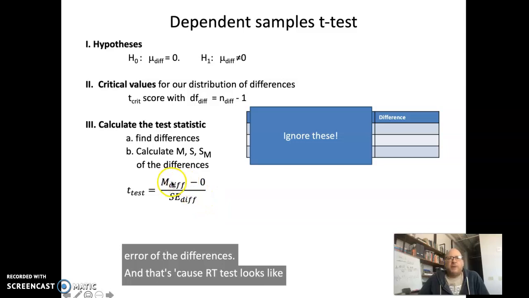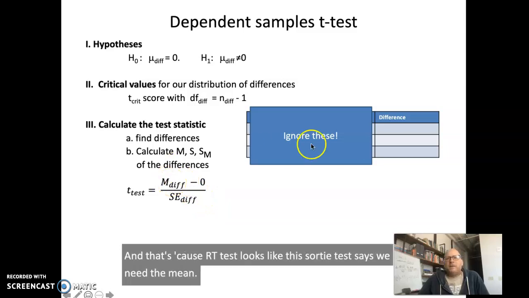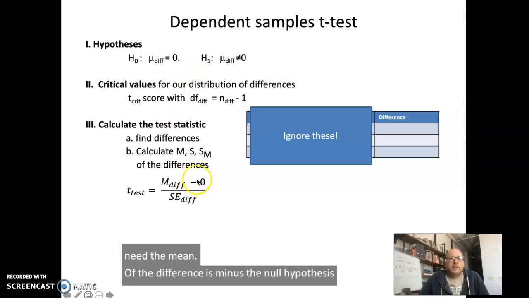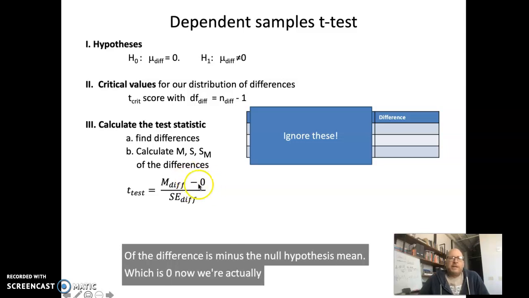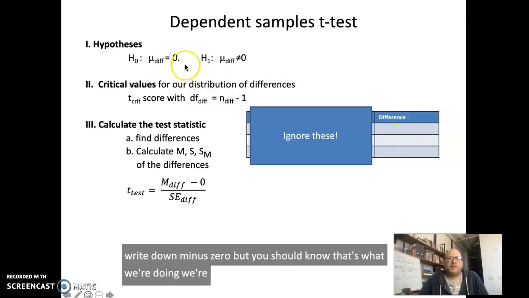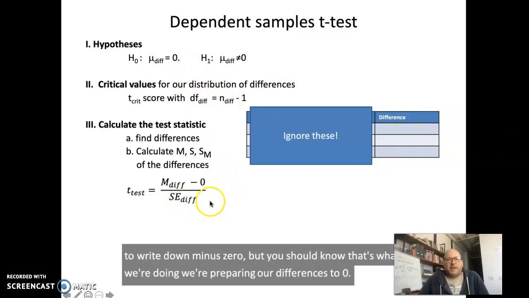So our t-test says we need the mean of the differences minus the null hypothesis mean, which is 0. Now when you're actually doing this, you don't have to write down minus 0, but you should know that that's what we're doing. We're comparing our differences to 0. And then that's divided by the standard error of the difference.